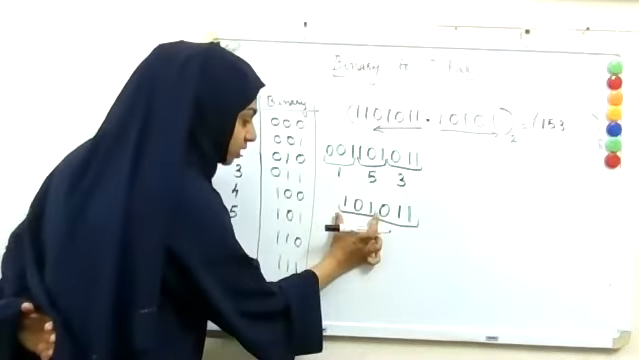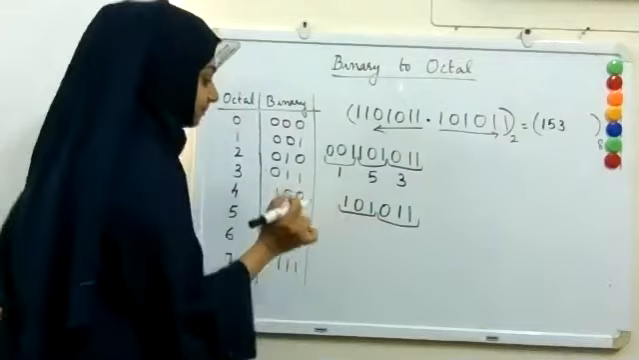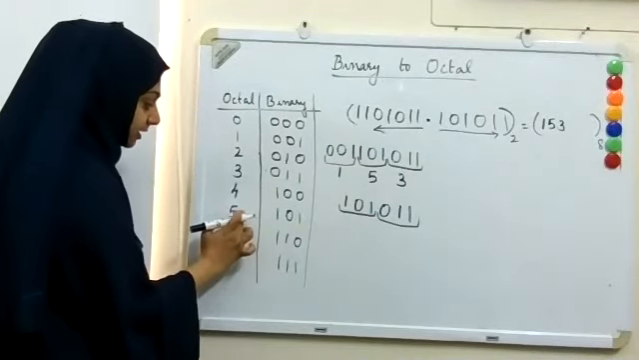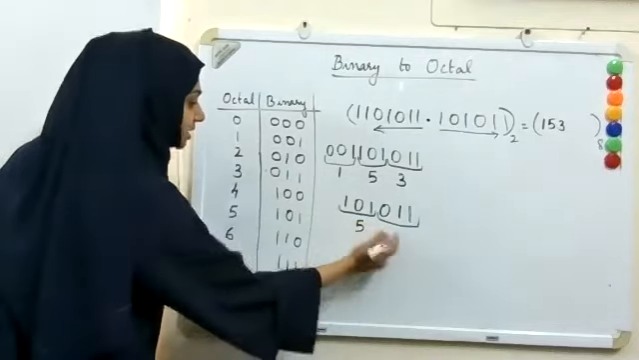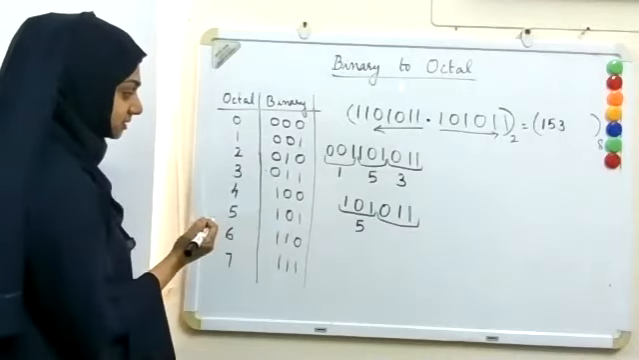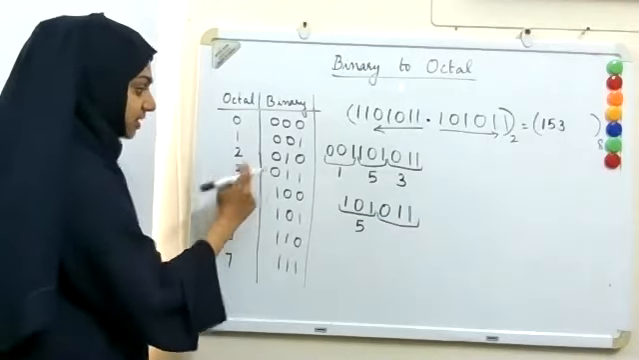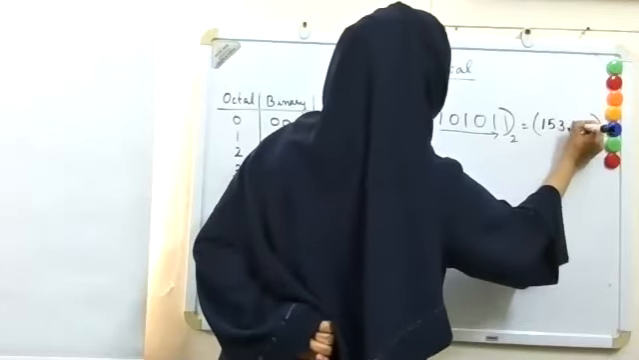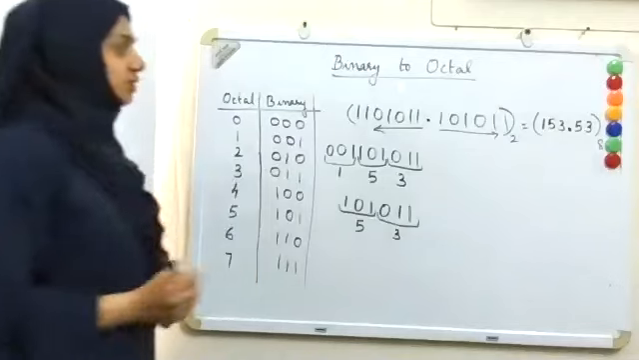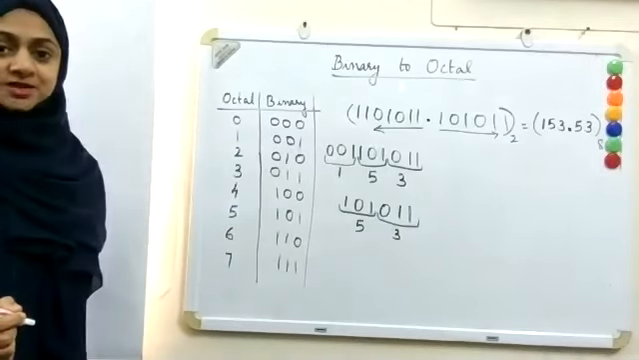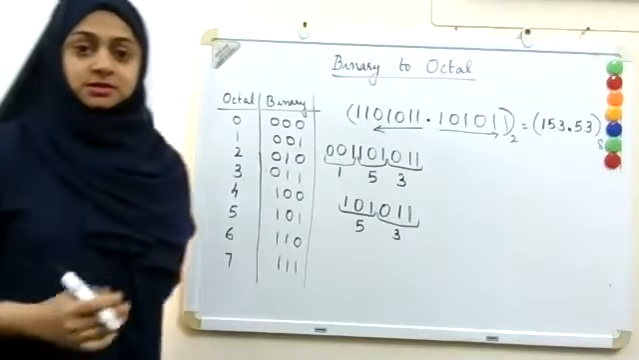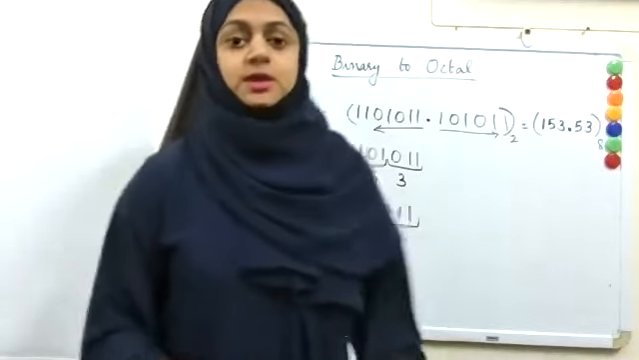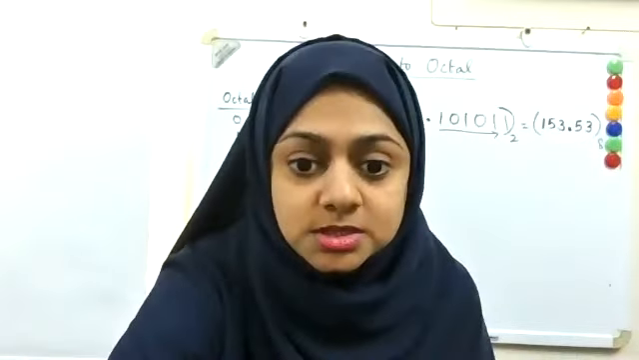So let me write what corresponds to 101 here. Where is 101? Here. It is 5. Now this 011 is 3. So I can just put the point here: 5, 3. That's all. Is this clear to you? Yes, teacher. How to convert binary to octal. Okay, so that's all I wanted to discuss today.